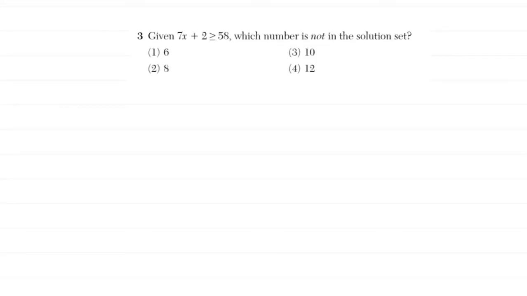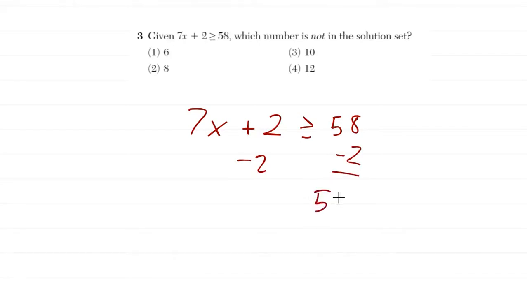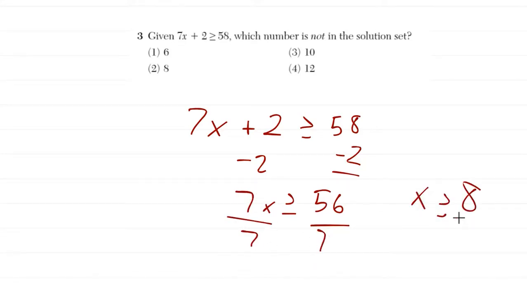For number 3, we're being asked to find which number is not in the solution set. What we need to do first is actually solve this inequality so that we know what the actual solution set is. So let's go ahead and do that. If I solve this, I'm just going to write it out. Nope, not equals. Greater than or equal to 58. All you would do is subtract 2 on both sides. We get 56 is greater than or equal to 7x. Divide by 7. And we get x is greater than or equal to 8.